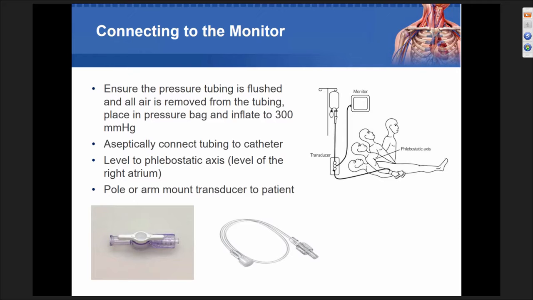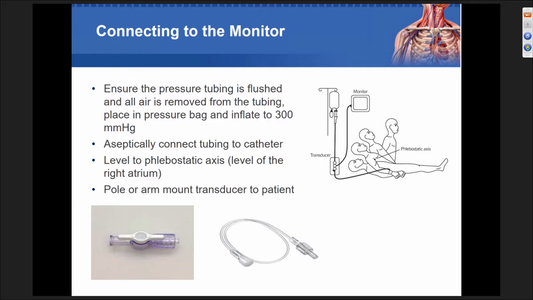In the illustration, you see where the transducer is level with the phlebostatic axis. You really want to try to level this when the patient is as close to flat as possible. As you sit the patient up, they sort of lose that phlebostatic axis mark. And by measuring to the phlebostatic axis, it just means myself, yourself, and the person following you is going to measure that blood pressure to the same area. And that area is specific to the right atrium of the heart.